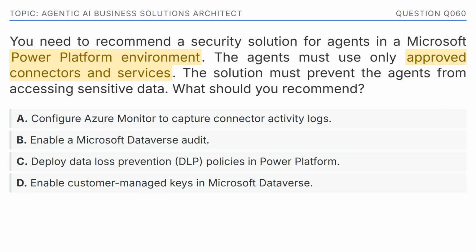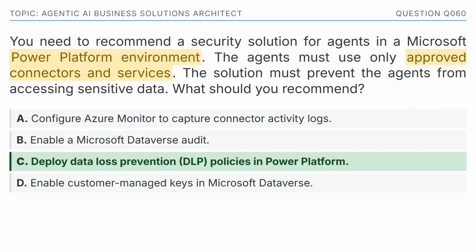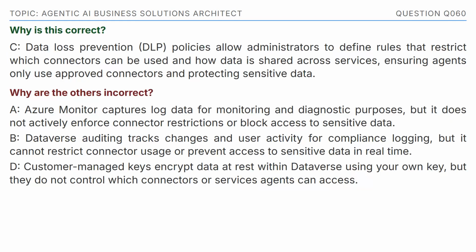To arrive at the correct answer, we focus on the keywords approved connectors and services, prevent agents from accessing sensitive data, Power Platform environment. The correct answer is option C, deploy data loss prevention (DLP) policies in Power Platform. Why is this correct? C. Data loss prevention (DLP) policies allow administrators to define rules that restrict which connectors can be used and how data is shared across services, ensuring agents only use approved connectors and protecting sensitive data.